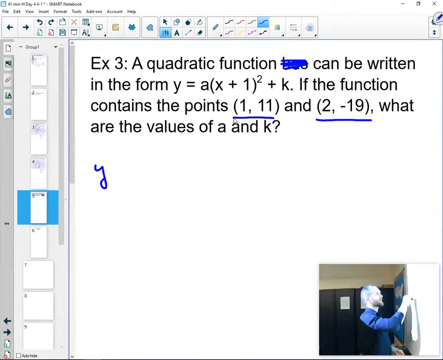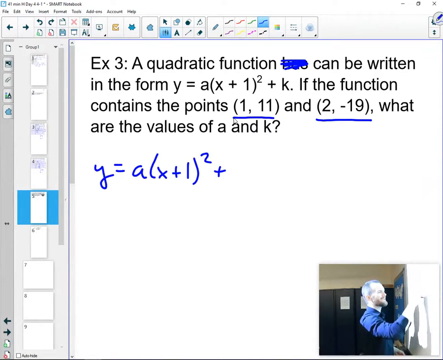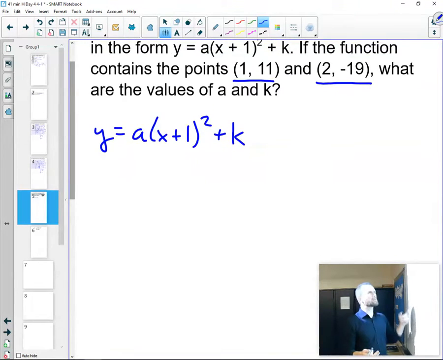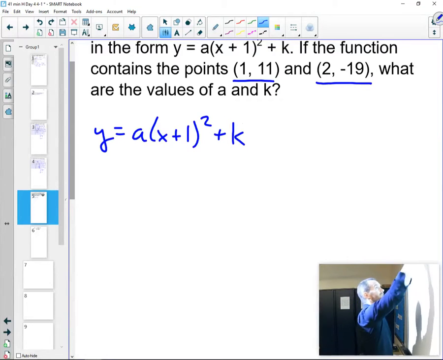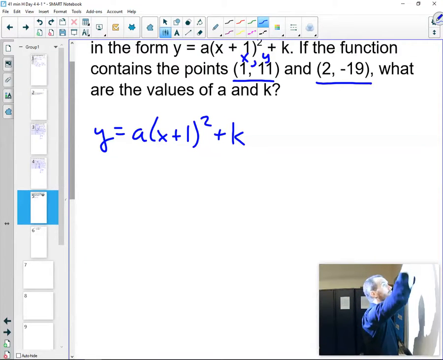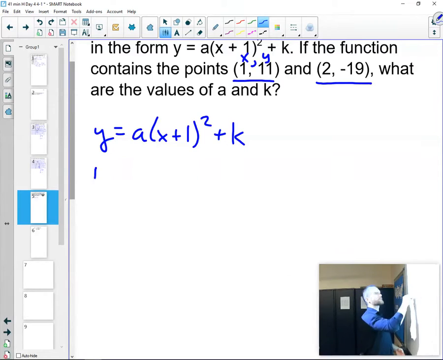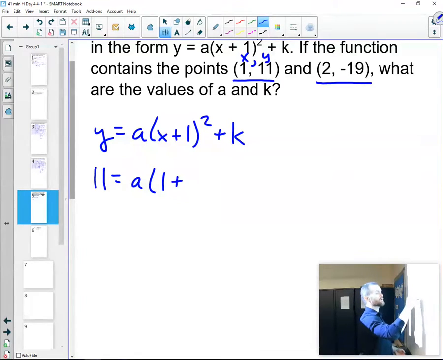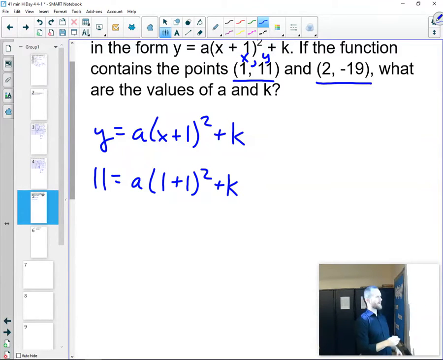Let's rewrite this y equals a times (x plus 1) squared plus k down here so I have a little bit more space to work. Now let's take our first ordered pair, (1, 11), and plug it in. That's an x and a y. Let's see what happens. Y is 11 equals a times (x is 1 plus 1) squared plus k. Okay, that becomes 11 equals 1 plus 1 is 2, and we square that and we get 4a plus k.